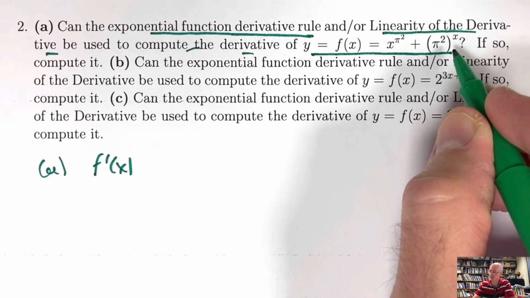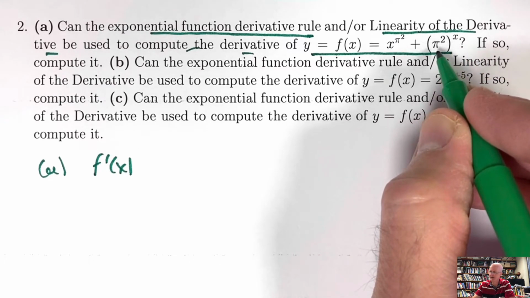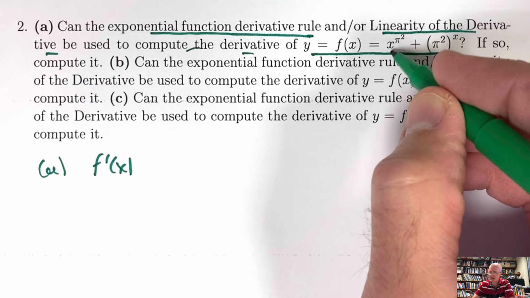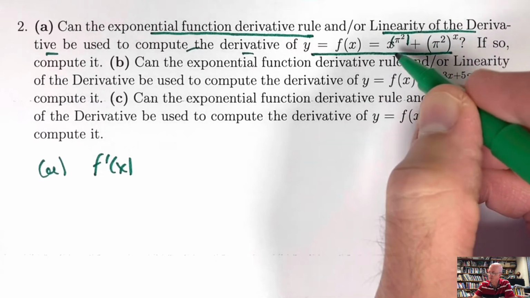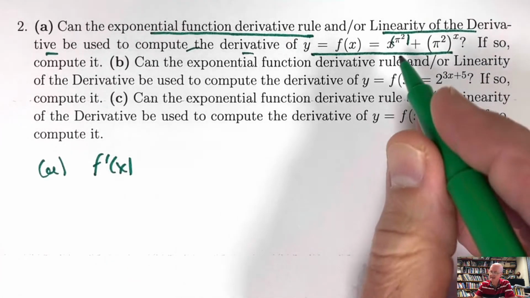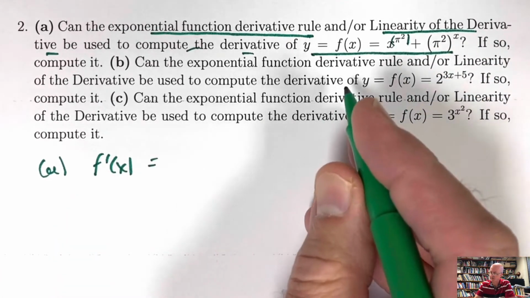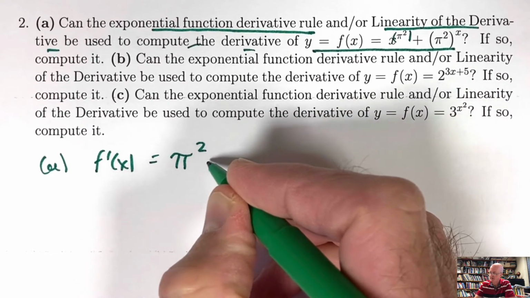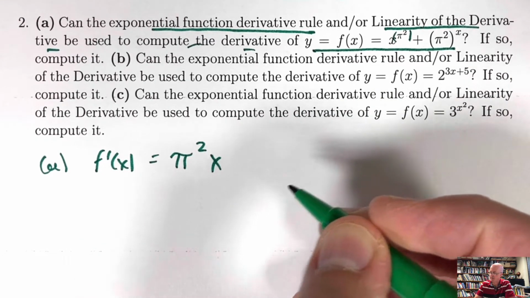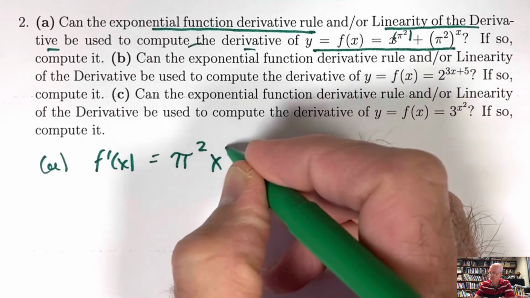This is an exponential function. The base is pi squared. Realize that when you see this kind of notation, pi squared needs to be computed first before you take x and raise it to that power. That is the n for the power rule. So the derivative says you'd bring down that n, which is pi squared, and then you'd subtract 1 from the exponent. You'd have x to the pi squared minus 1 power.